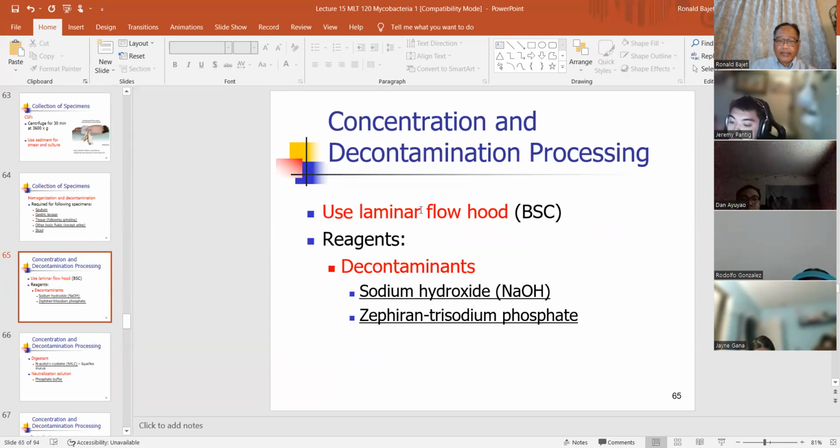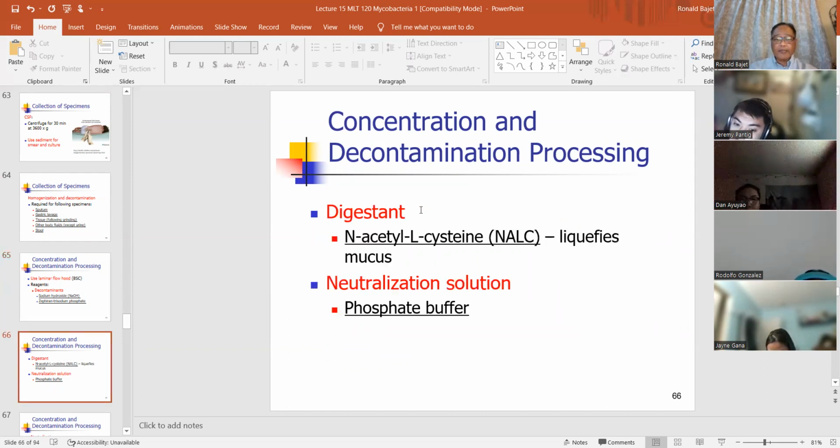Decontamination and digestion processing, you want to do this underneath the hood, biological safety cabinet. And the reagents, make sure you know the reagents. The decontaminants are sodium hydroxide and Zephiran trisodium phosphate. Those are the decontaminants. And the digestant, make sure you know this, is N-acetyl L-cysteine, NALC. This will liquefy mucus and turn it into a liquid consistency.